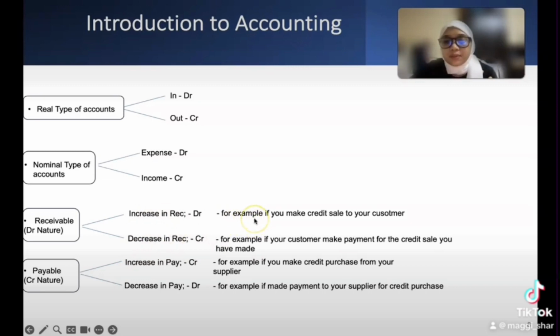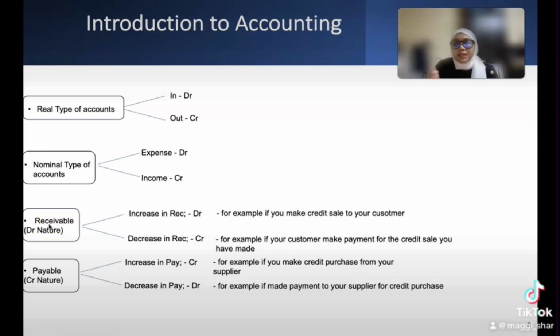For example, if you make a credit sale to your customer, what will happen? Before you make a credit sale, you don't have any receivable. Your receivable is zero. Now you are going to make a credit sale to your customer. You are providing your customer a service, providing something to your customer. In return, what are you going to get? You are not going to get anything for now, but we are going to get it later, right? So we need to open an account called receivable. We need to record, right?